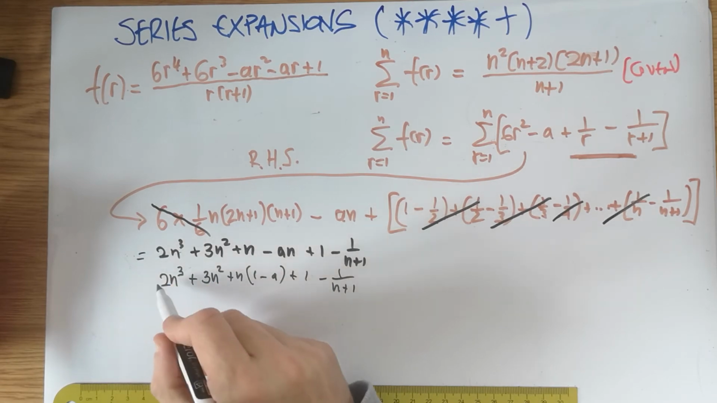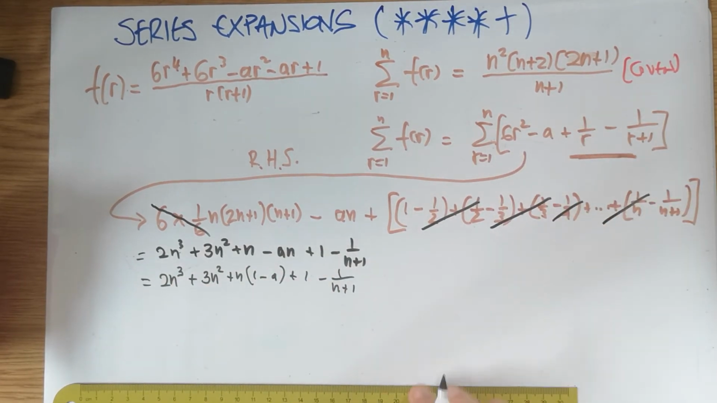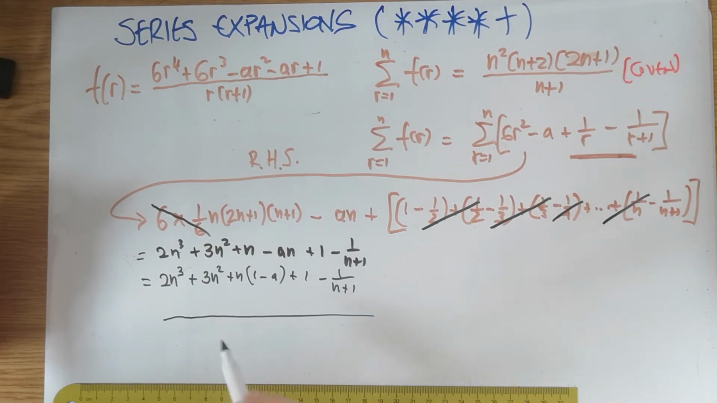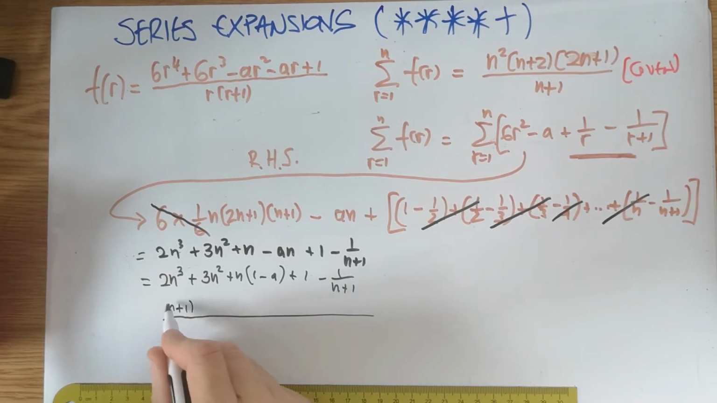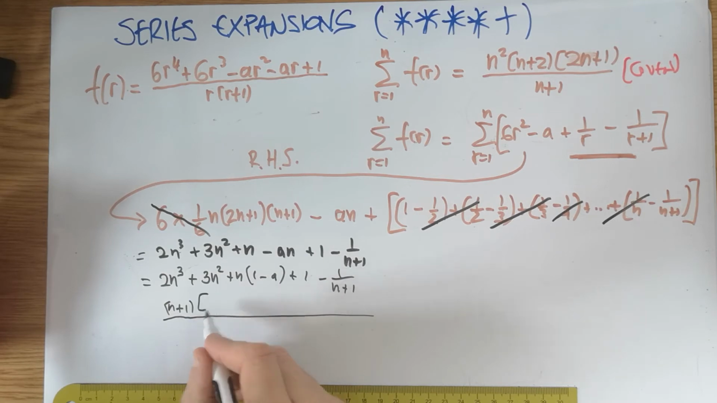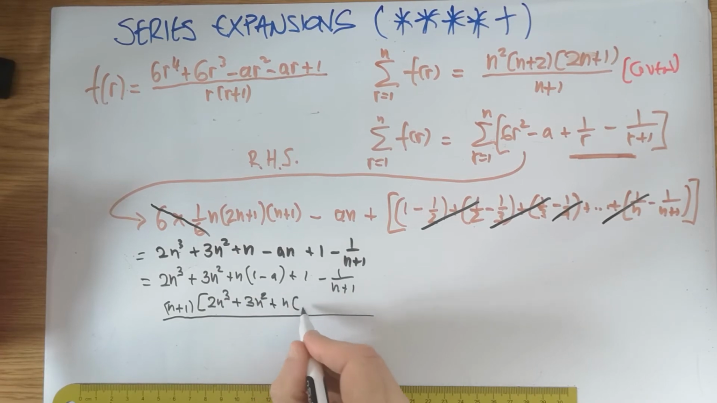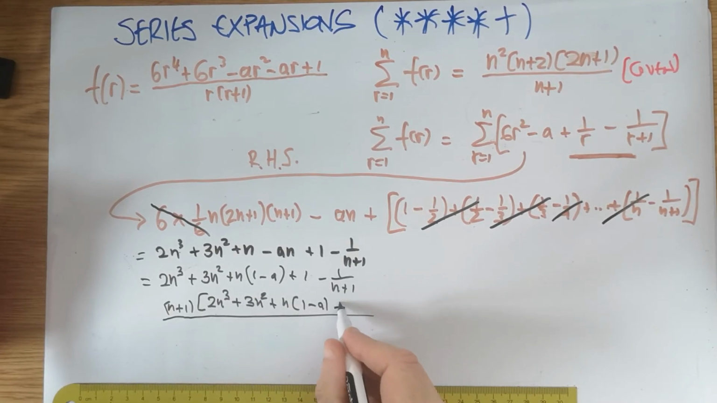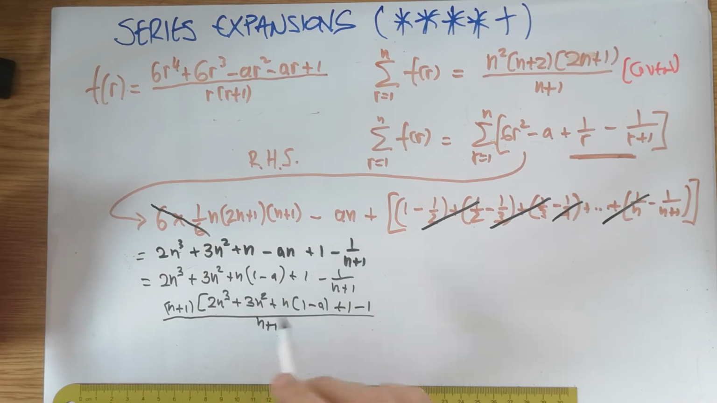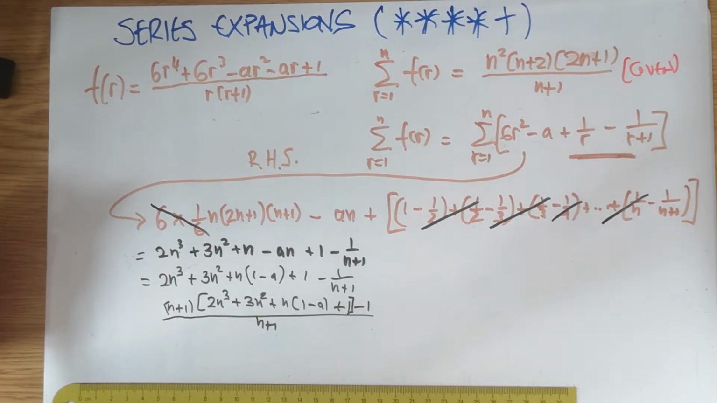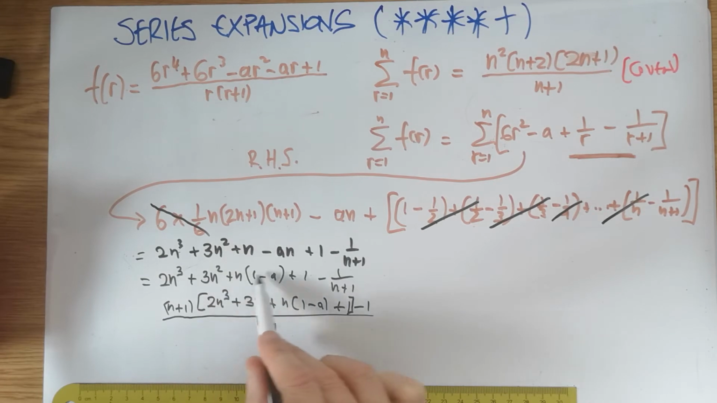So that is the right-hand side now, all of this bit here. And again, I'm going to put it over the common denominator. I'm going to write it as n plus 1 multiplying all of this: 2n cubed plus 3n squared plus n, bracket 1 minus a, plus the 1 which is there. And then, of course, this doesn't need anything, minus a 1 over n, oops, wait a second, plus 1 minus, so that's the n plus 1 to multiply all of this.